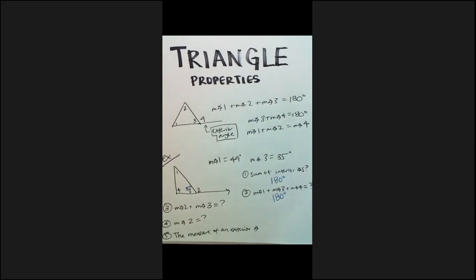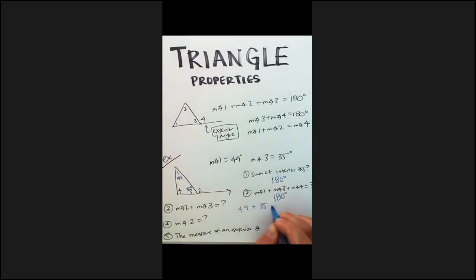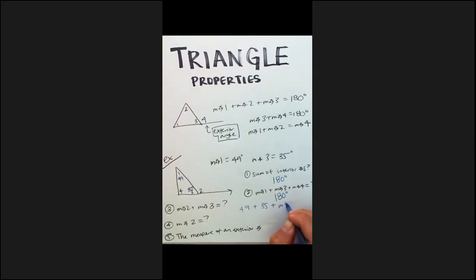Then it wants us to solve for the measure of angle 1 plus the measure of angle 3 plus the measure of angle 4. So how do we go about this? If we look back up in our information slot, we were also given the measure of angle 1, which is 49 degrees. So the way I would solve this, I would do 49 degrees plus the 35 degrees that we were given, plus the measure of angle 4, as we don't have that yet, is equal to 180 degrees. From here, we'll add 49 and 35, and then subtract that amount from 180 to get the measure of angle 4.